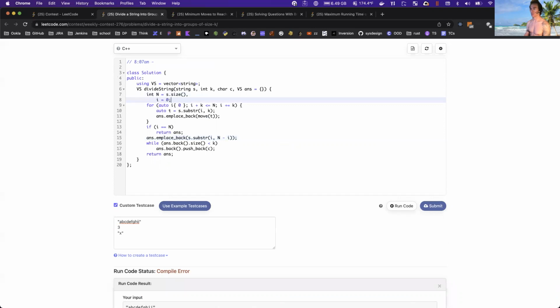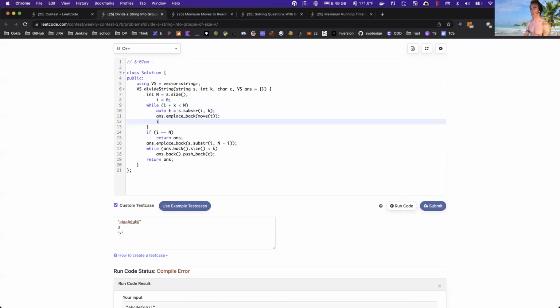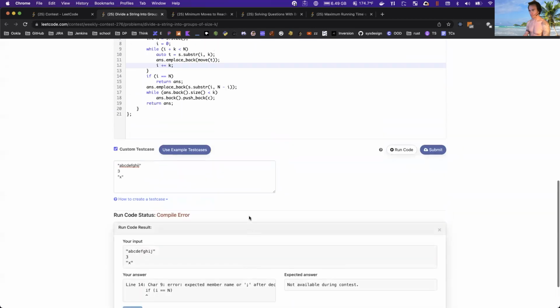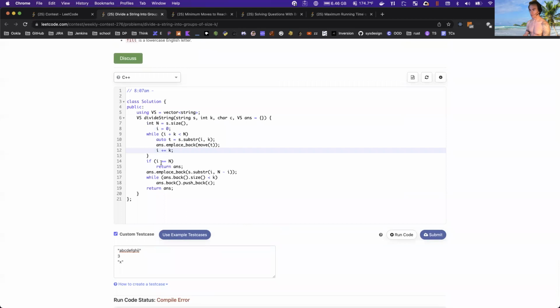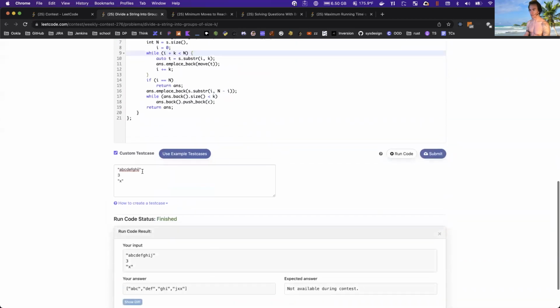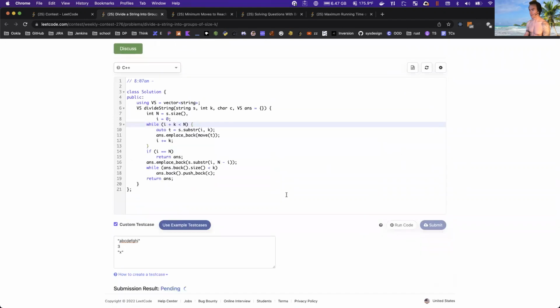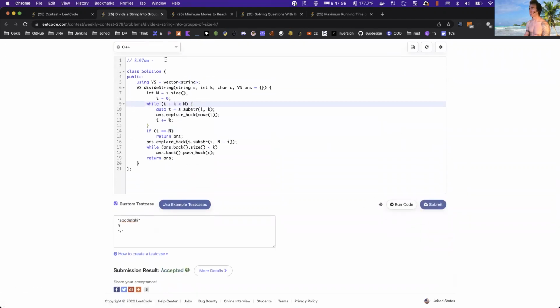i equals zero, while i plus k is less than n. i plus equals k. Oh, what's going on? Oops, squiggly. Okay, that looks right. Remove the j and then there you go. Yay. Okay, so 8:07 to 8:11, about 4 minutes.